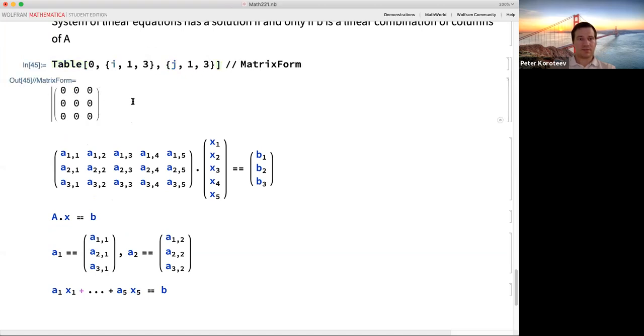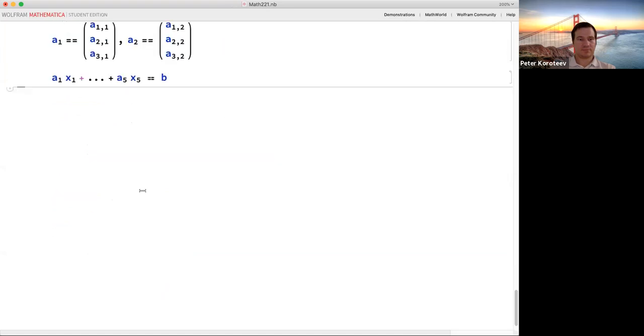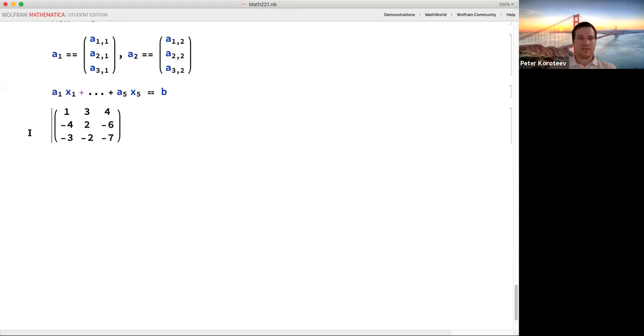Like this. So let's take for A a matrix like this: 1, 1, 3, 4, minus 4, 2, minus 6, minus 3, minus 2, minus 7. So that's matrix A.